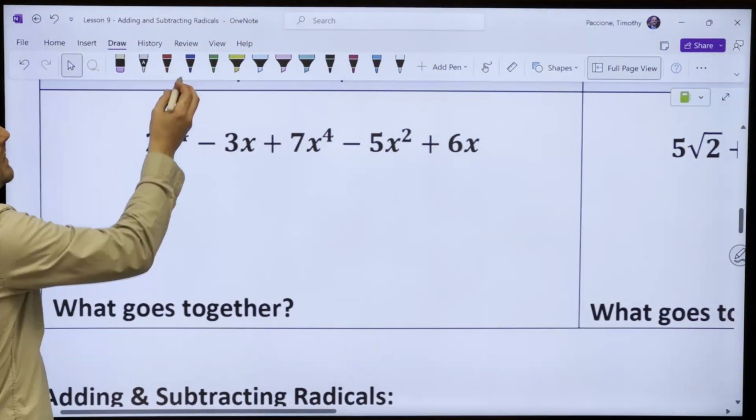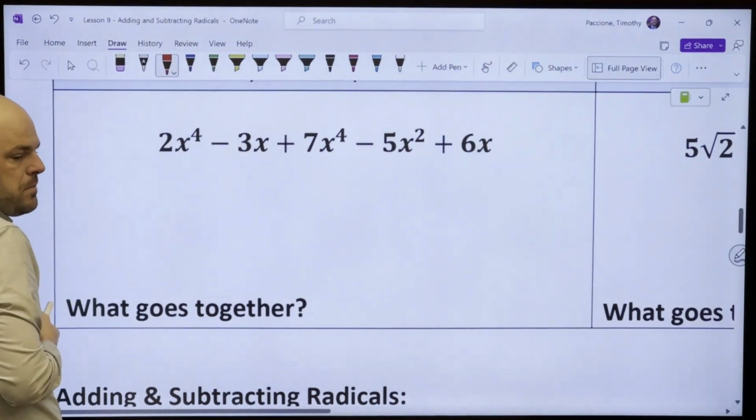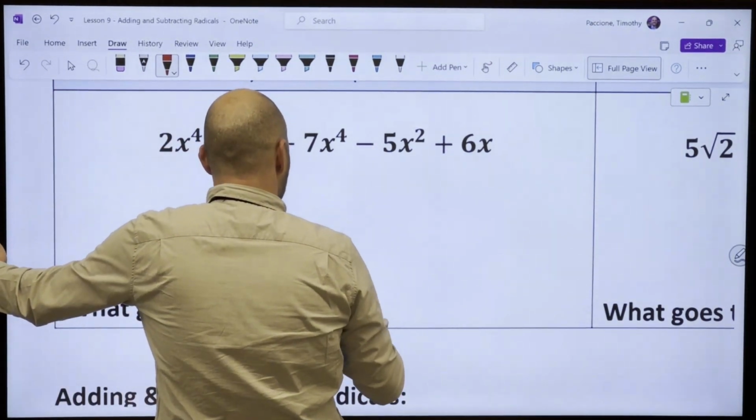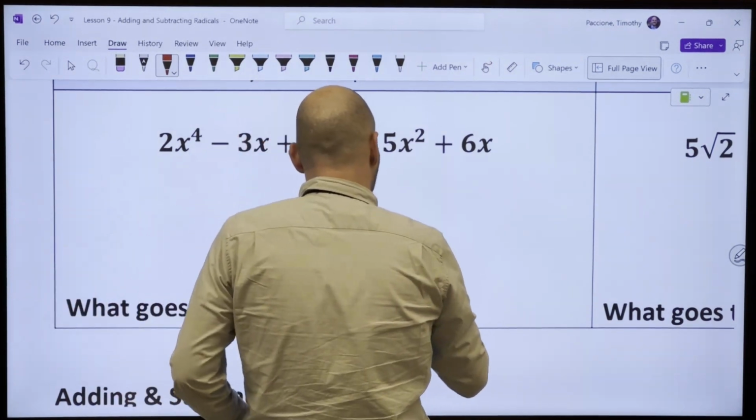So what are the things I'm looking for when I'm combining like terms? Two things. Same variable, same exponent. Exactly. Same variable.